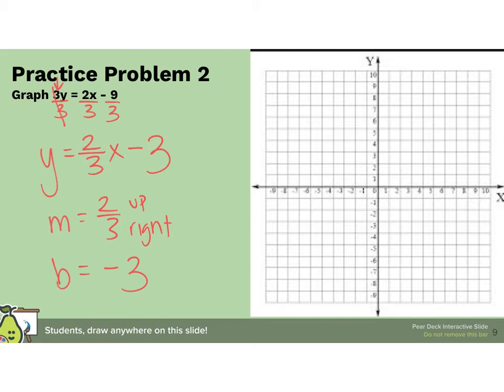Put it on the graph. Go straight down to -3. There's the first point. Use your slope directions. Up 2, right 3. Put a point. Up 2, right 3. Put a point. Connect it with a long line. Add your arrows.